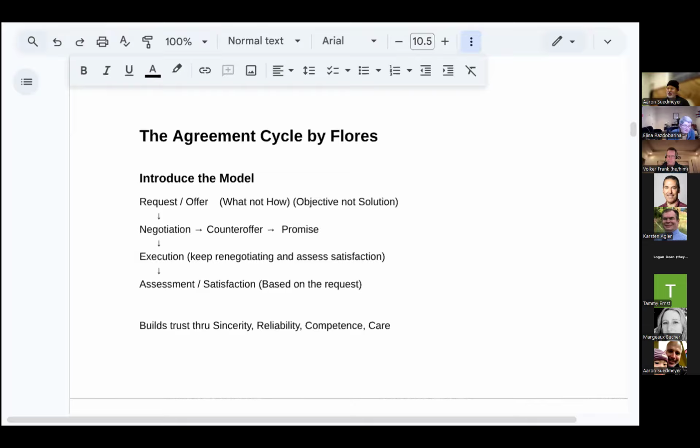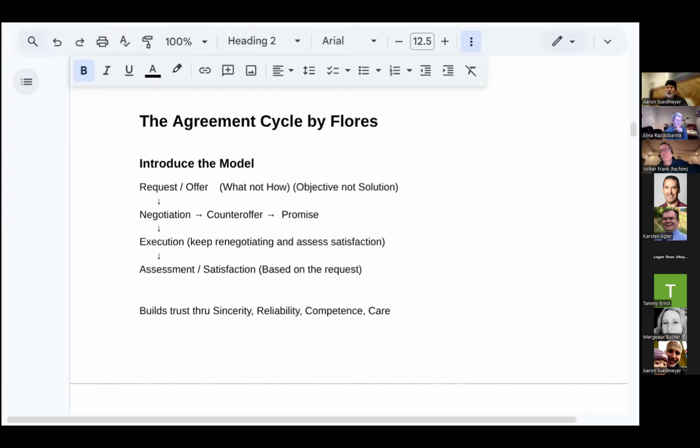That sets up some formal boundaries for renegotiation and assessment. And if you do scaled Agile, it's even very clear with business objectives and so on. So that's the renegotiation and satisfaction. And then at the very end, there's an assessment of satisfaction. Did you get what you needed? You asked for this. Did I deliver that? Does that solve the problem? That kind of thing. And we're building trust through this cycle, in particular sincerity, reliability, competence, and care, right? If you bring all of those 4 aspects to this model as you go through, it should increase trust.